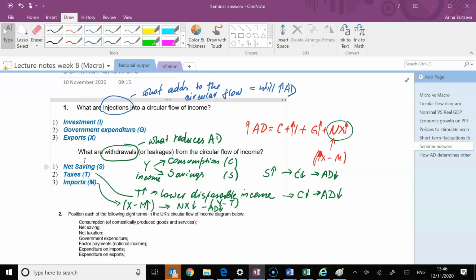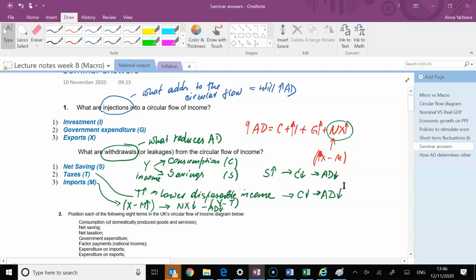The higher the taxes, the lower the disposable income, the less consumption expenditure consumers will be able to afford, the lower total output, aggregate demand in the economy. Taxes represent a form of leakages from the circular flow. And savings is another form of leakages, because the higher the savings, the lower the consumption will be.